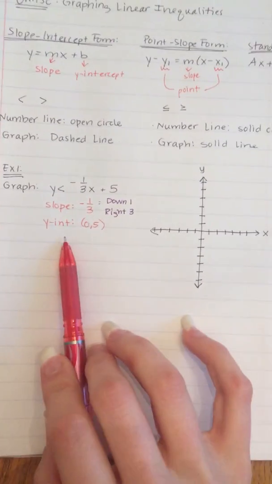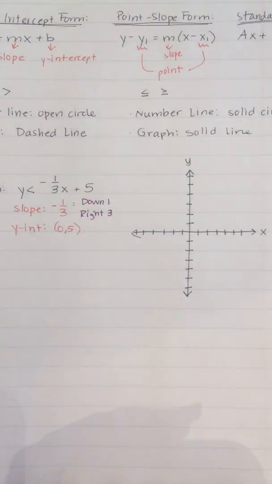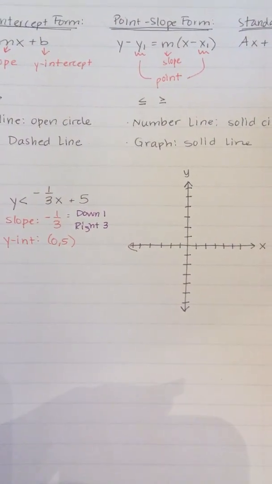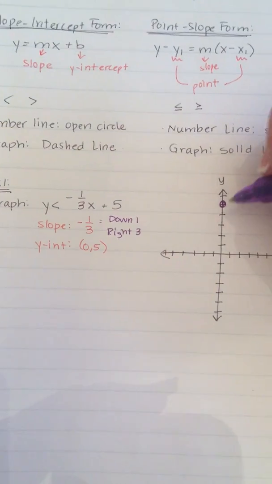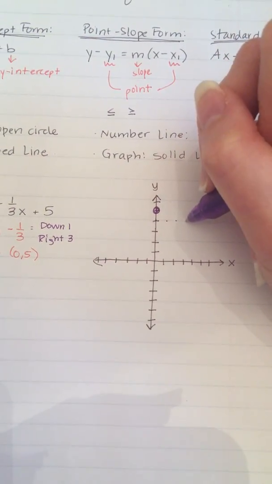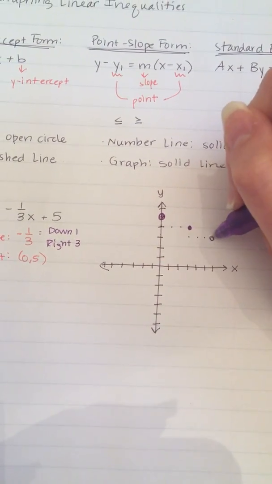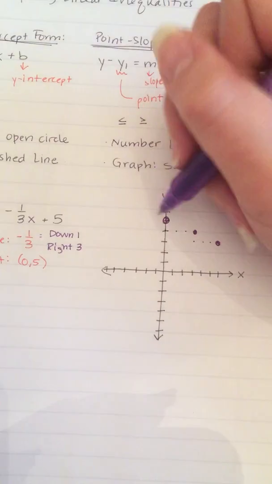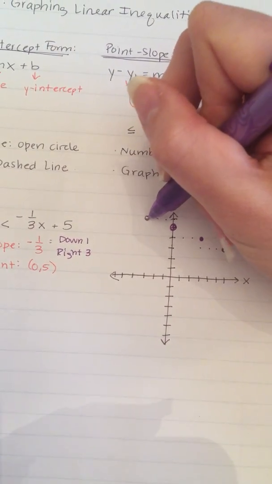Okay, so let's go ahead and start plotting these points to get the outline of our line. So we're going to start at 0, 5, put a point there, go down 1, to the right 3, 1, 2, 3, down 1, to the right 3, 1, 2, 3. Okay, or you can go up 1, to the left 3, 1, 2, 3.